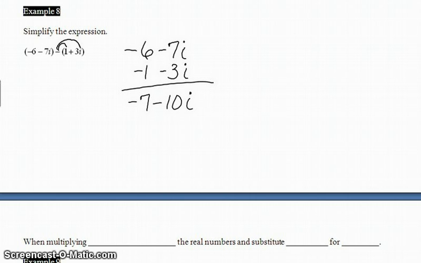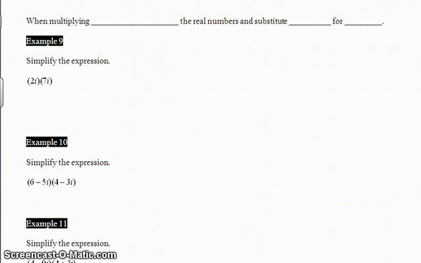So just like adding and subtracting functions, you combine like terms. In subtraction, change all the signs and combine like terms. Now we're going to move on to multiplication. Multiplication works the same way as multiplying functions. We're going to use FOIL, and we're going to multiply the coefficient parts and multiply the variable parts, or in this case, the imaginary i parts.